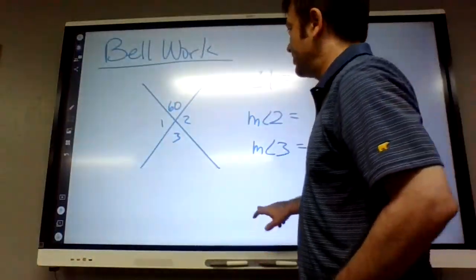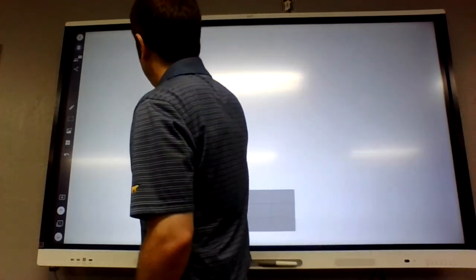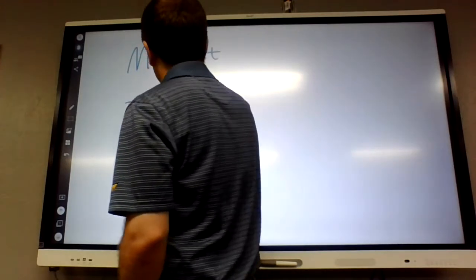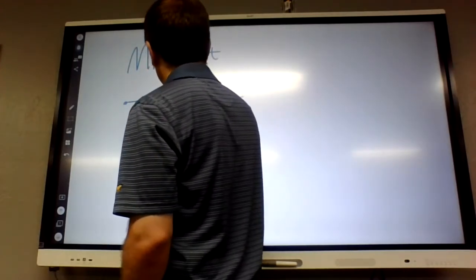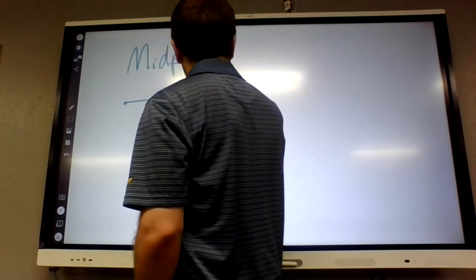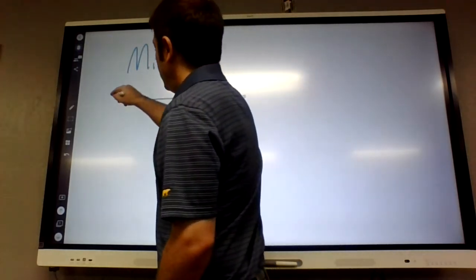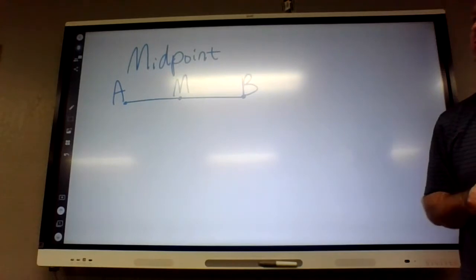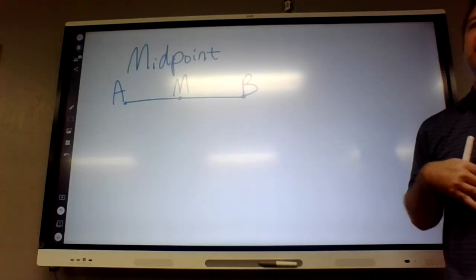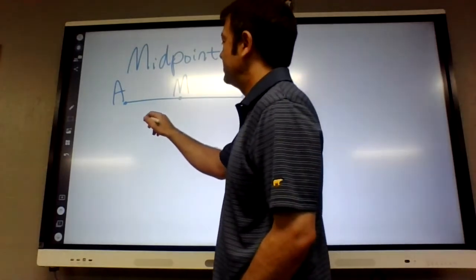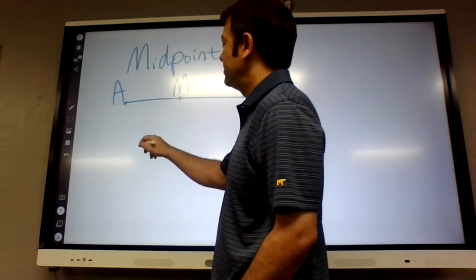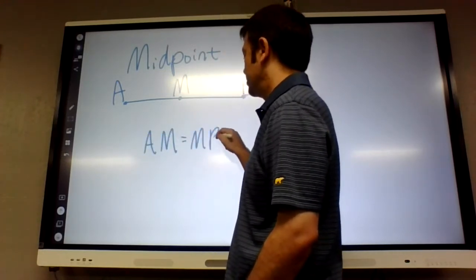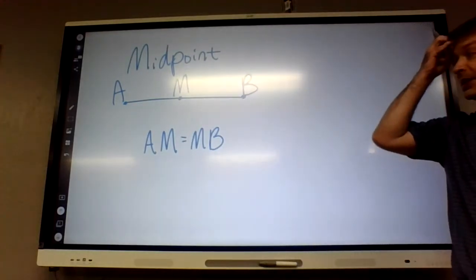Okay, do you guys remember what a midpoint was? Yes. It was the definition of between. And for that to work, it doesn't have to be in the middle. If M is the midpoint of AB, then what do we know? AM equals MB. That's the definition of midpoint.